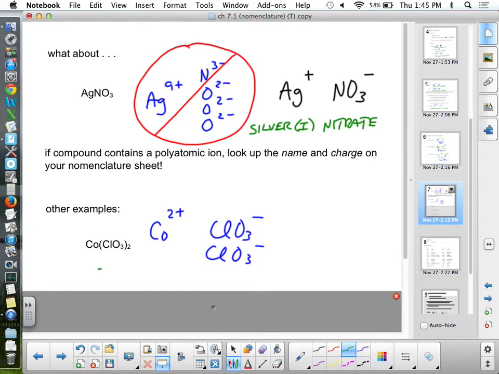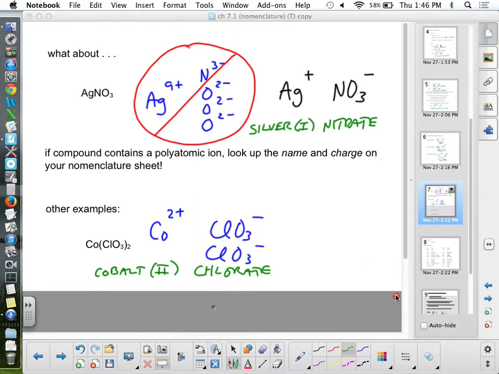So I'll name the cation not just cobalt, but because cobalt is a transition metal, I'm going to call it cobalt 2, followed by the name of the anion chlorate. Do not call this cobalt dichlorate. We do not use prefixes like mono, di, and tri when naming ionic compounds. We save those for molecular compounds.